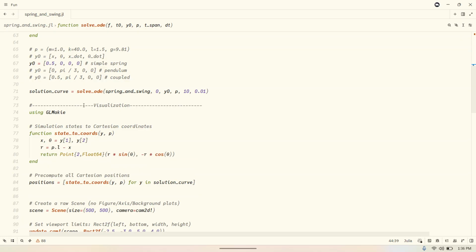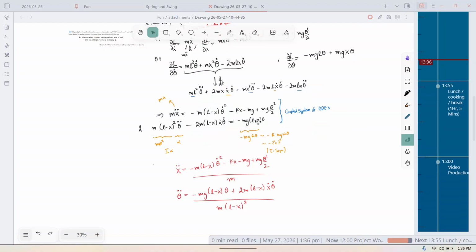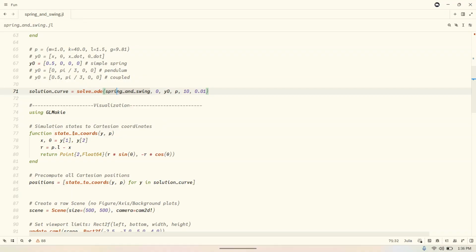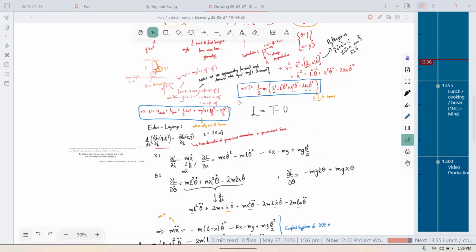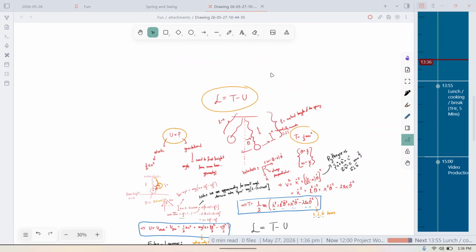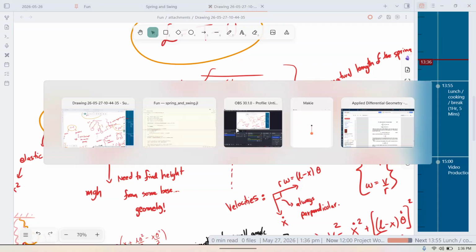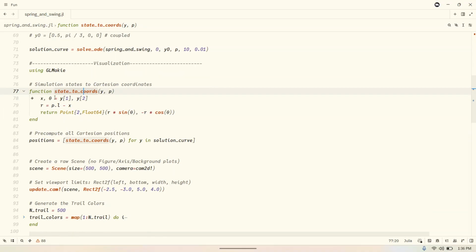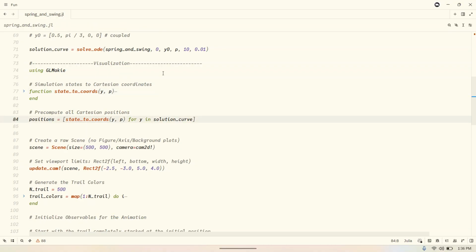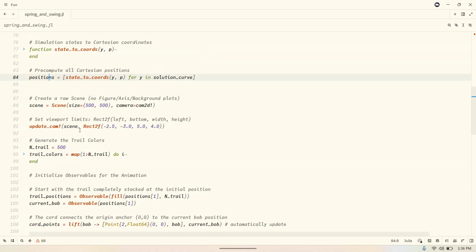And then, once you've solved the ODE, it's just the visualization. You work out the geometry. Whatever your generalized coordinates were, for us it was x, calculated from the natural length L of the spring, and the angle theta from the vertical. You translate that to your coordinates, compute the positions for all the solutions on your curve, and then you can create your scene or plot.